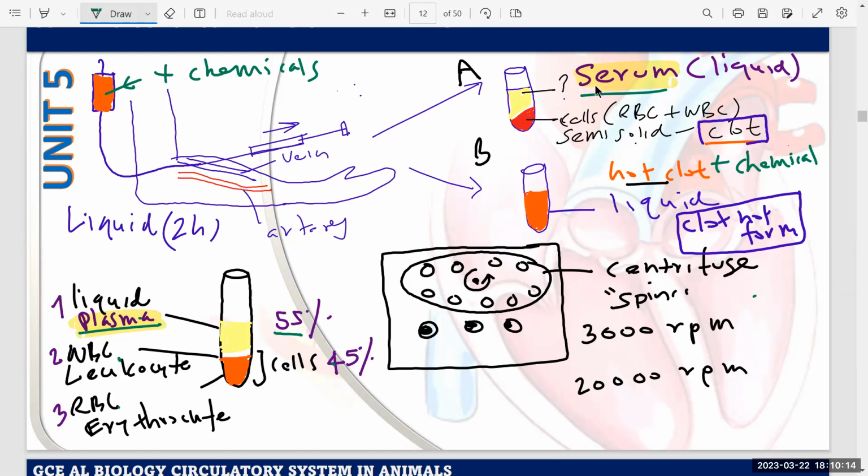And what is the difference between serum and plasma? The difference is serum has used up its clotting proteins because it clotted. And plasma has all the clotting proteins because they are not used up. In this case, this tube has no clot. The only clot is in this tube A.